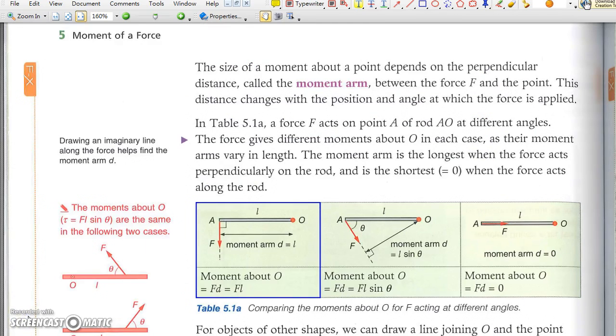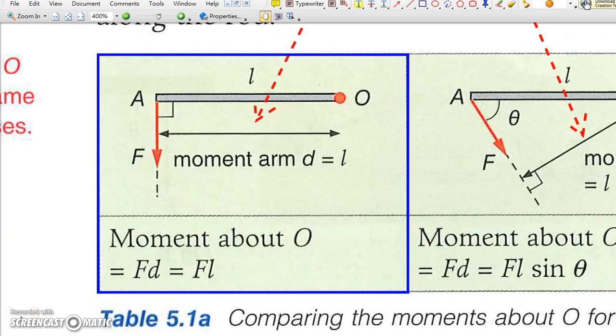The perpendicular distance of the applied force from the point of rotation is called moment arm. The size of moment arm depends on the point of action in the direction of applied force, as illustrated in figure 5.1a below. On the left, the moment arm is L and the force is F, and so the moment is FL.